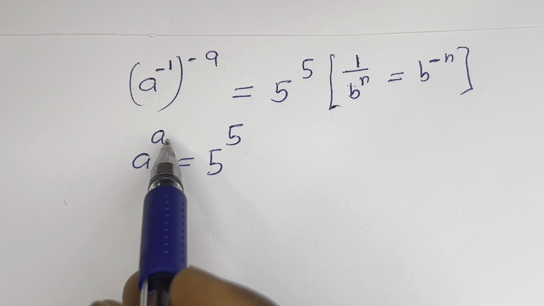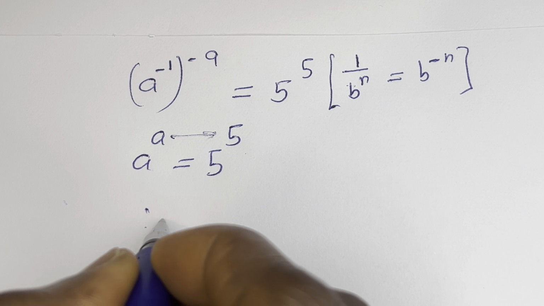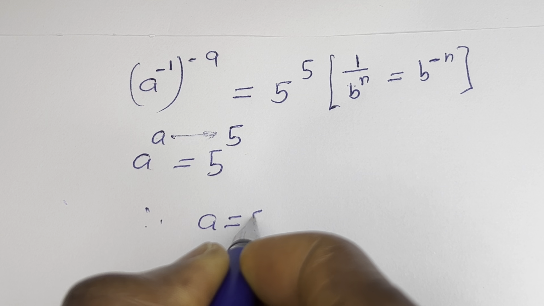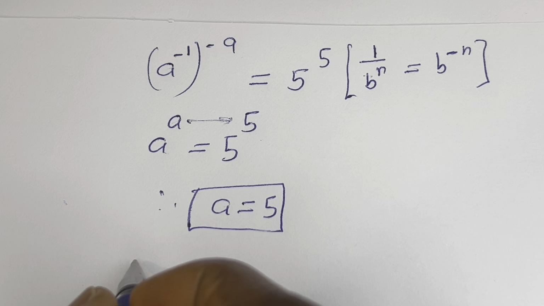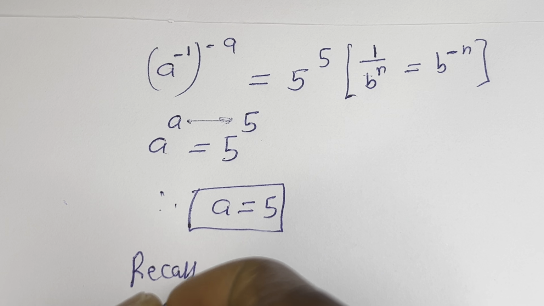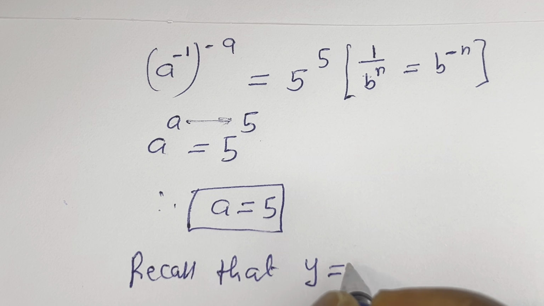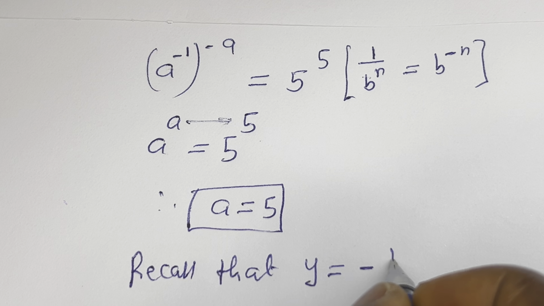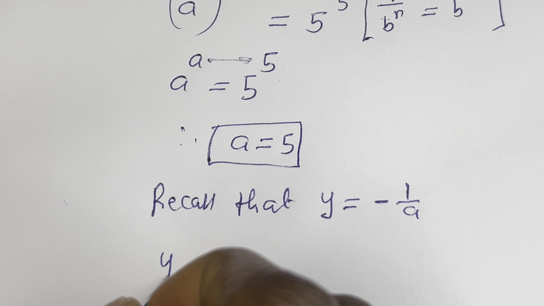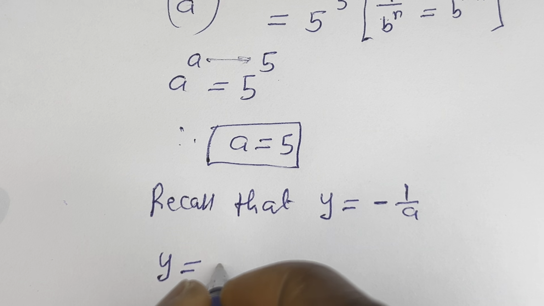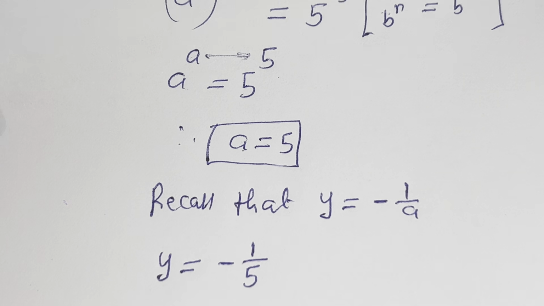Then by implication, you can see that the exponent is equal to this, and this is equal to this. Therefore, a is equal to 5. This is the value of a. And then recall that y is equal to minus 1 over a. Then y is equal to minus 1 over 5 because a is equal to 5.